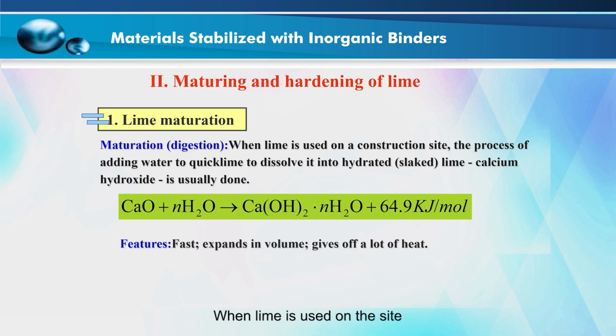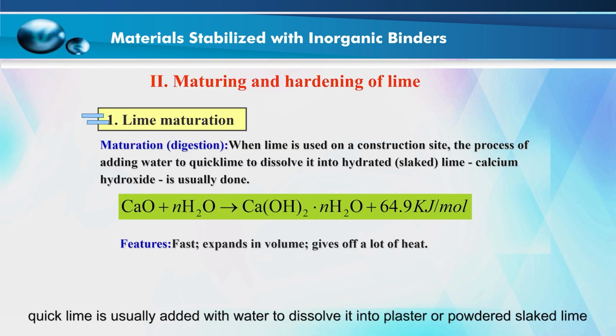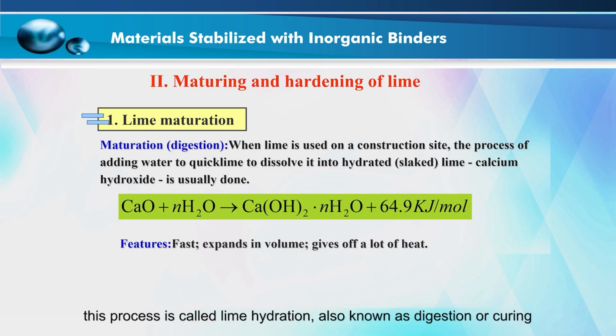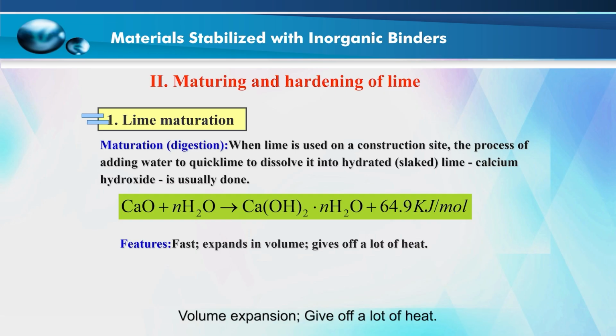When lime is used on the site, quicklime is usually added with water to dissolve it into plaster or powdered slake lime. This process is called lime hydration, also known as digestion or curing. Its reaction formula is as follows, characterized by high speed, volume expansion, and giving off a lot of heat.